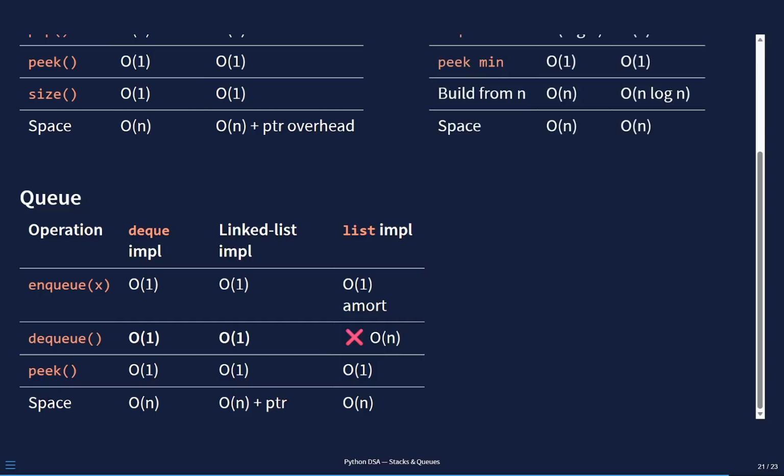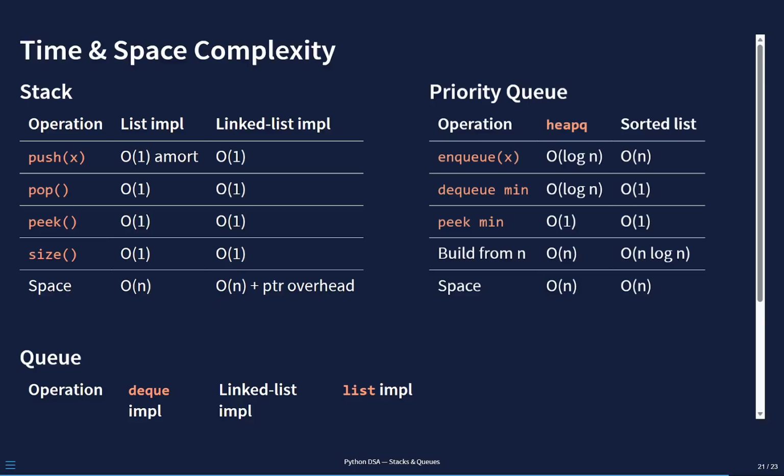Click for priority queues. Heapq gives O(log n) for enqueue and dequeue, but O(1) for peek minimum. Building a heap from n elements is O(n), not O(n log n), because of the Floyd heapification algorithm. A sorted list inverts the trade-off: O(n) insert, O(1) remove from the end.